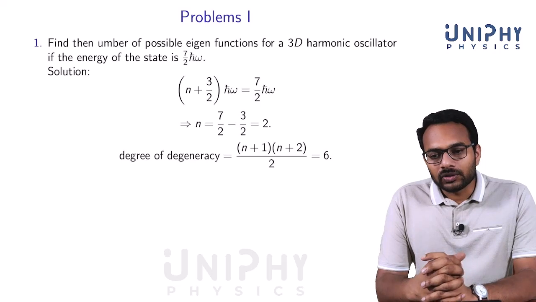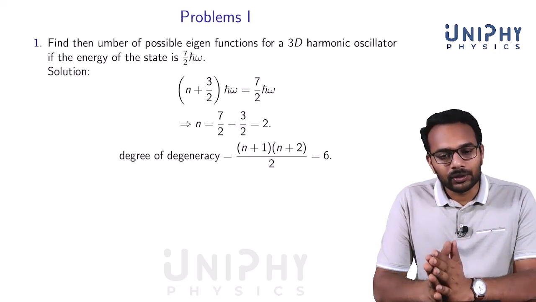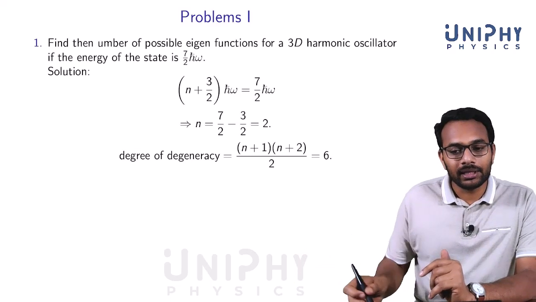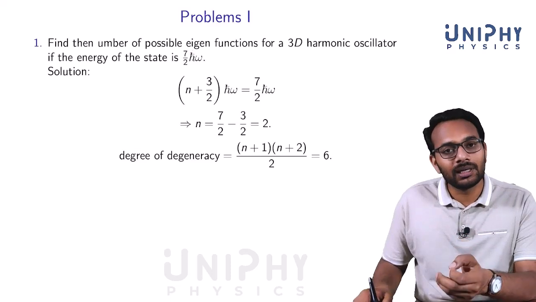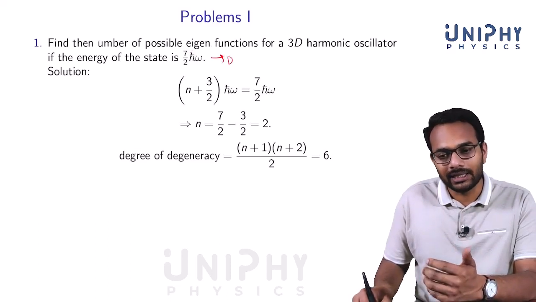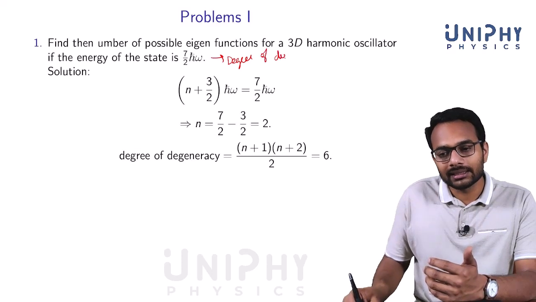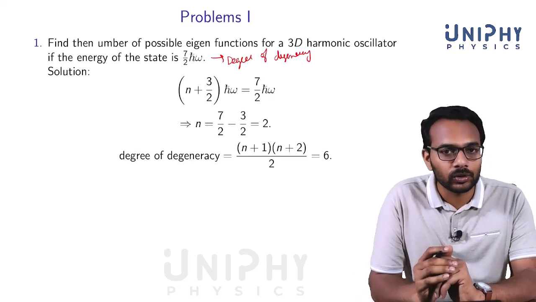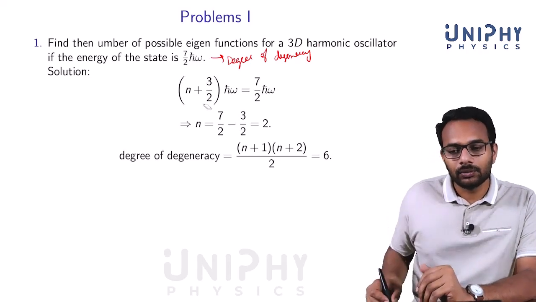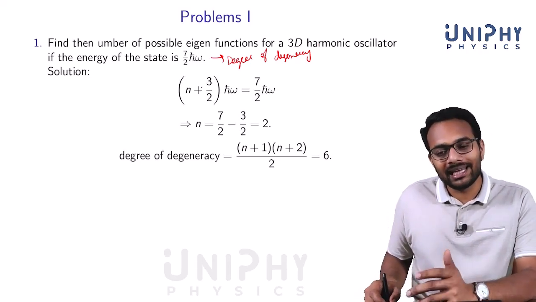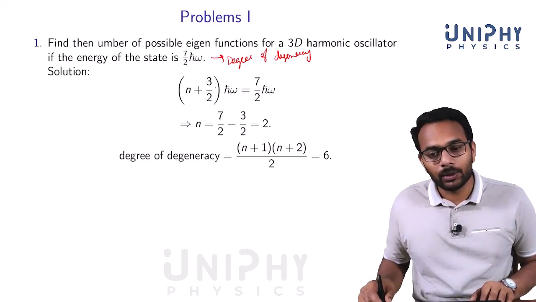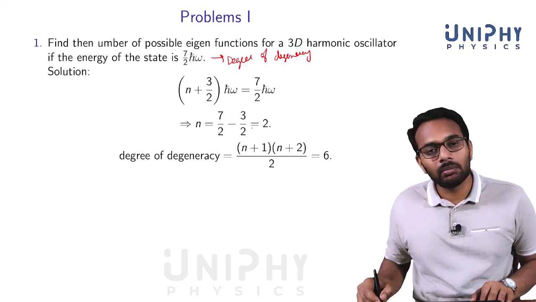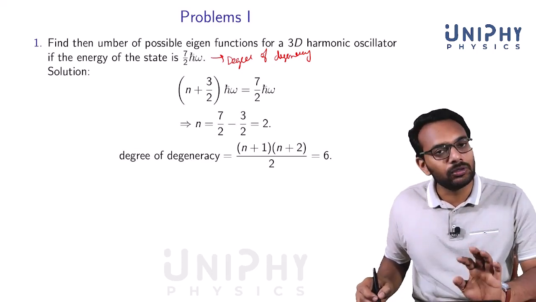Find the number of possible eigenfunctions for a three-dimensional harmonic oscillator if the energy of the state is 7/2 h cross omega. We are asked to find the number of possible eigenfunctions, which means we are asked to find the degree of degeneracy. How many eigenfunctions are there corresponding to this particular energy? For a three-dimensional harmonic oscillator, the energy is (n plus 3/2) h cross omega, which is equal to 7/2 h cross omega. From here, n is equal to 7/2 minus 3/2, which is equal to 2, which means nx plus ny plus nz is equal to 2.